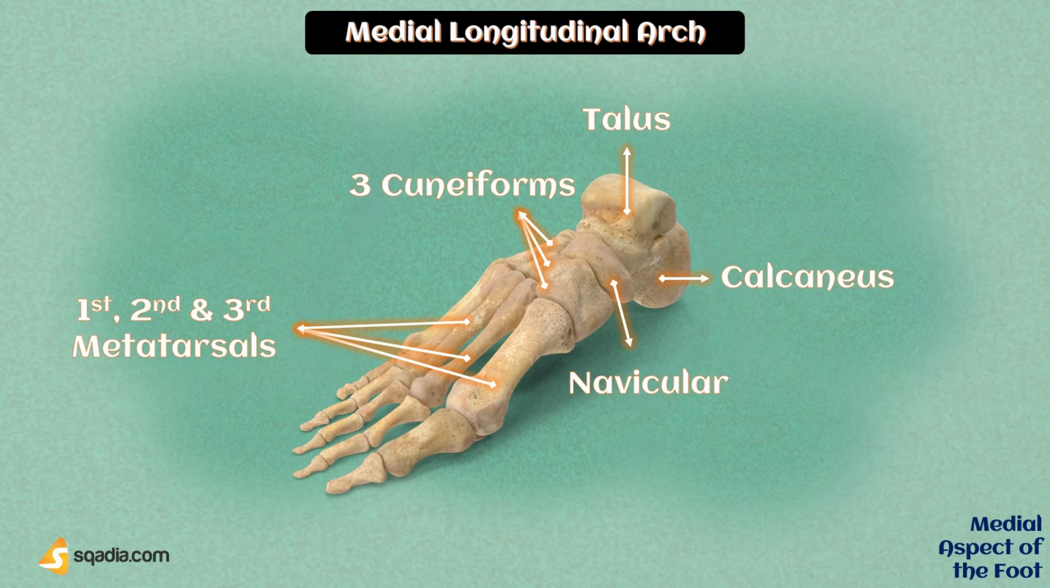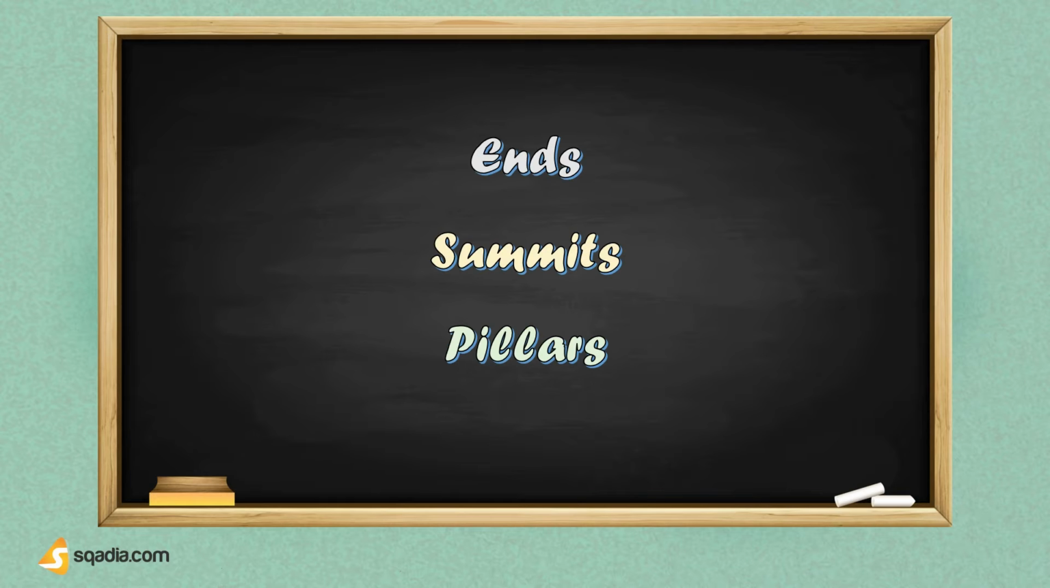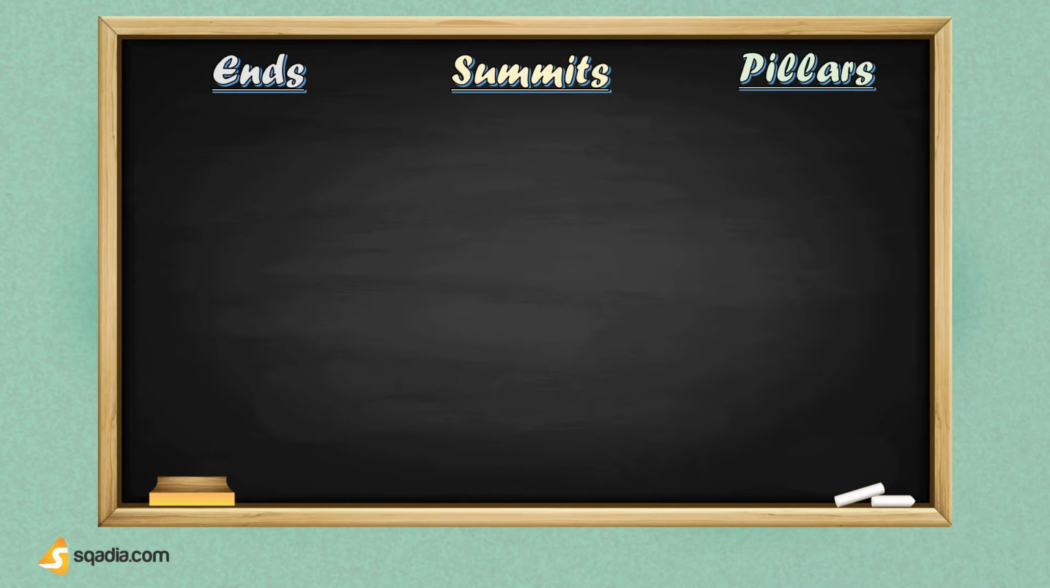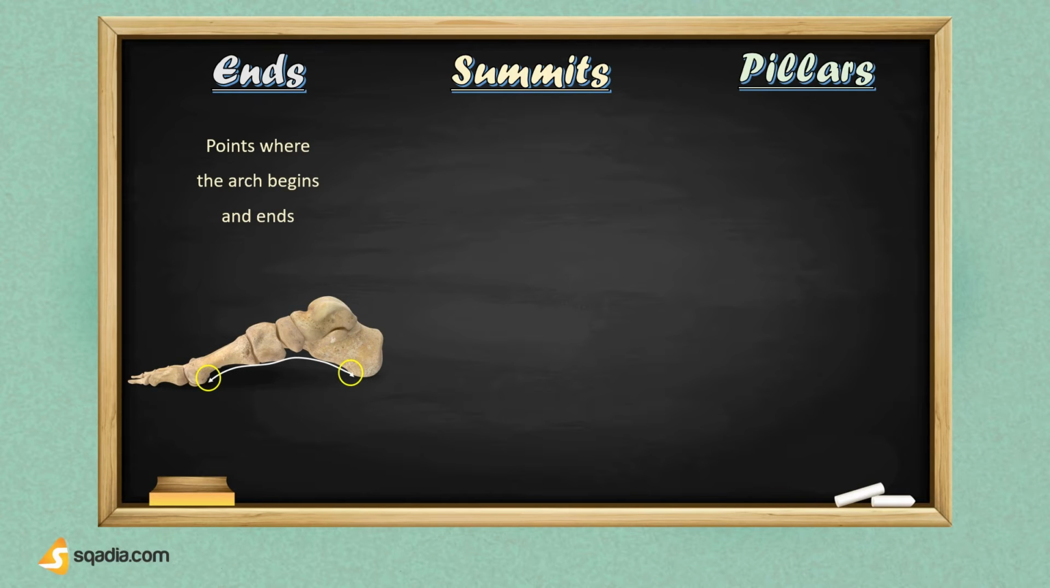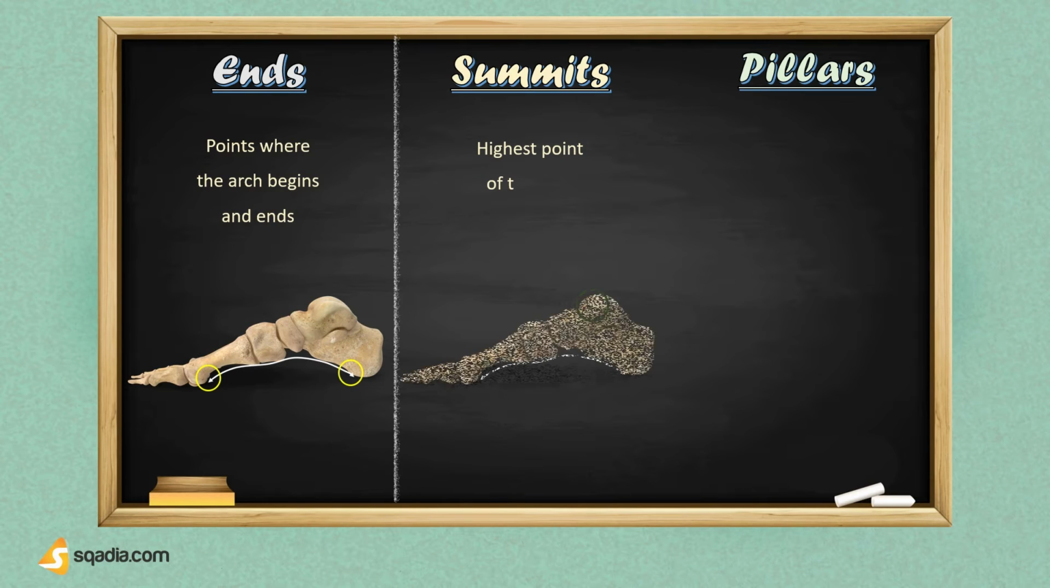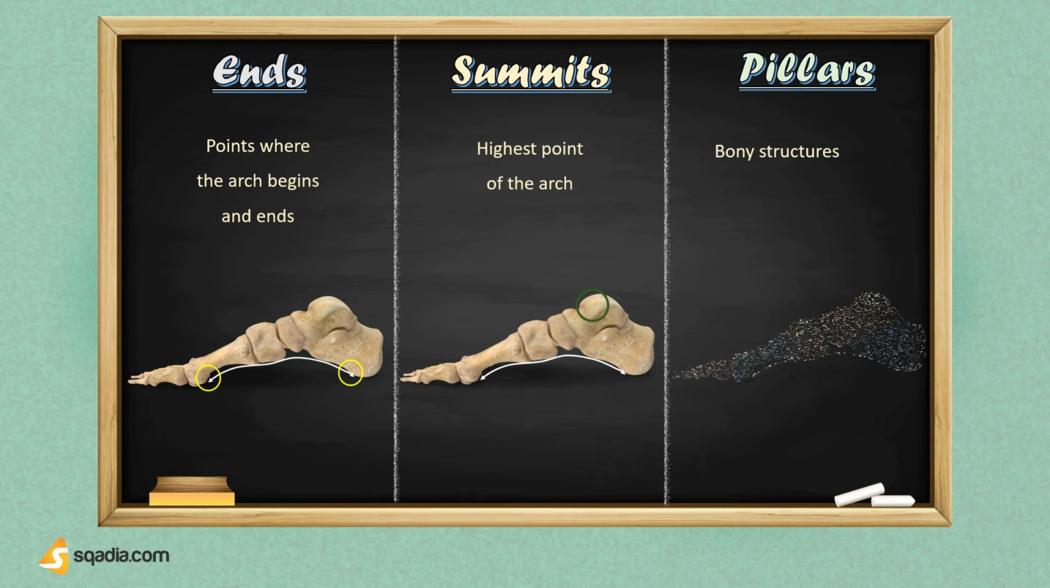We will learn about these arches of foot in terms of ends, summits, and pillars. When referring to the arches of the foot, ends usually refers to the points where the arch begins and ends, such as the heel and the ball of the foot. Summit refers to the highest point of the arch, which is typically located in the middle of the foot. Pillars can refer to the bony structures that form the sides of the arch, such as the heel bone, calcaneus, and the heads of the metatarsal bones in the forefoot.